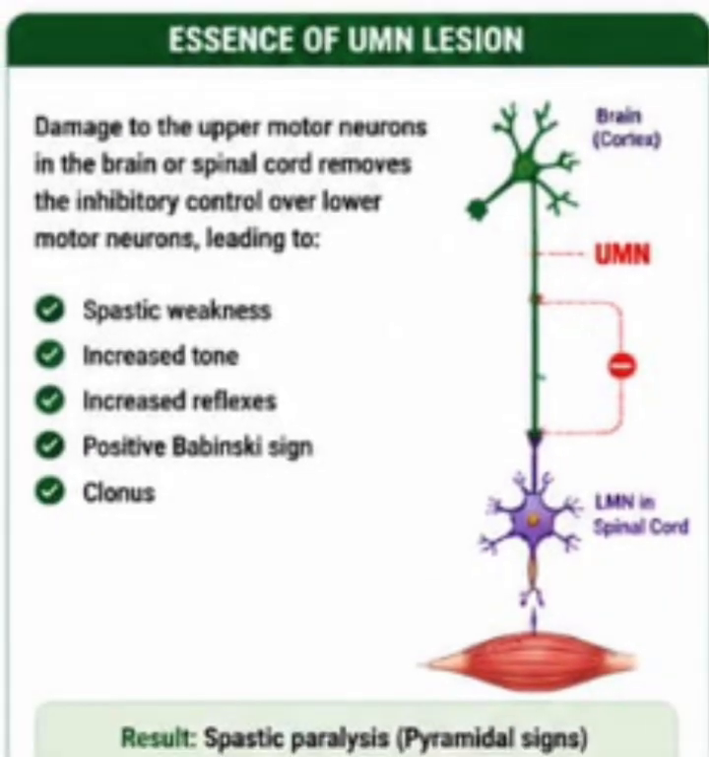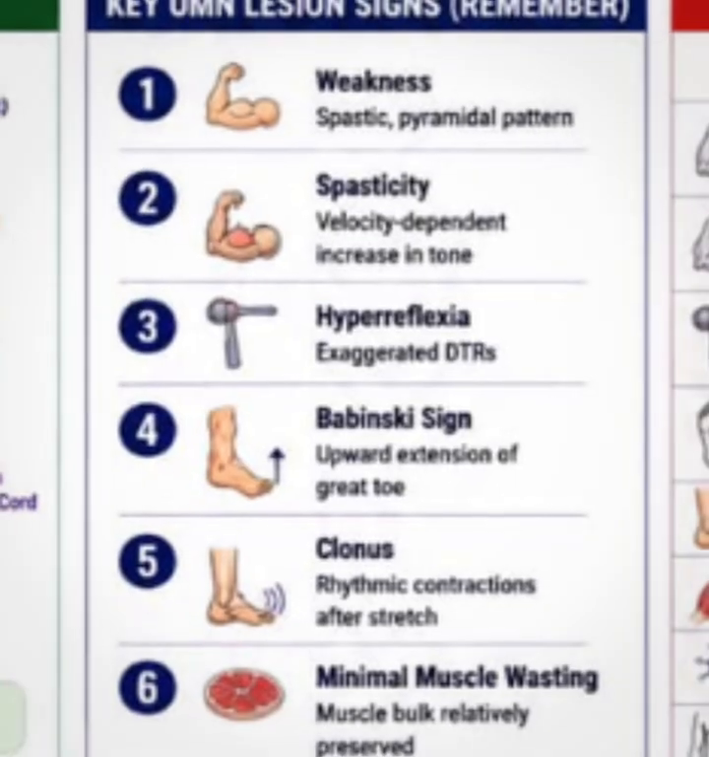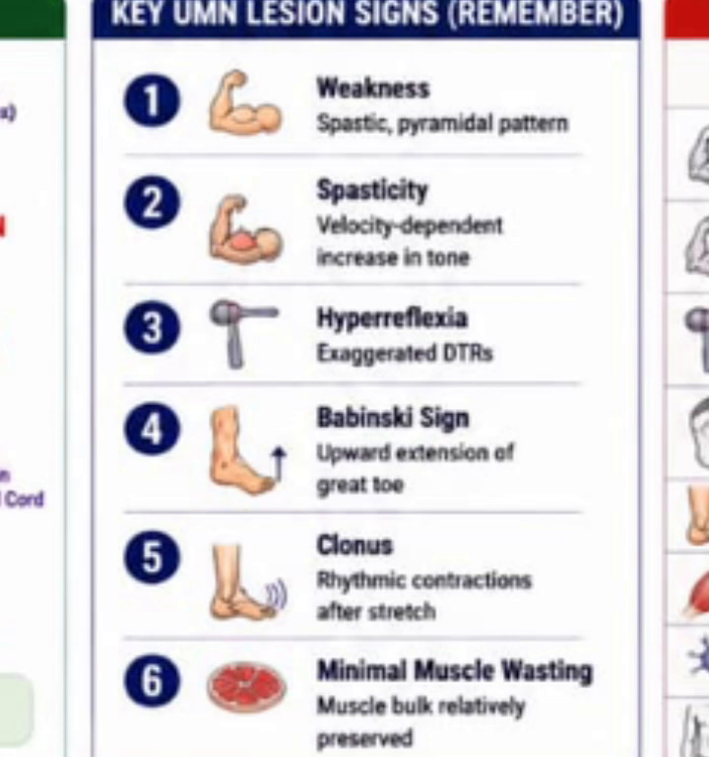To sum everything up, damage to the upper motor neuron in the brain or spinal cord removes the inhibitory control on the lower motor neuron. Are you getting now? Remember, the upper motor neuron controls and modulates the lower motor neuron. But when the upper motor neuron is out, the lower motor neuron cannot be controlled, therefore its effects are exaggerated, causing spastic weakness, increased muscle tone (hypertonia), increased reflexes (hyperreflexia), positive Babinski sign, and clonus. So the result is what we call spastic paralysis. And what are the key upper motor neuron lesion signs? Remember, there will be weakness, there will be spasticity that is velocity dependent, and there will be hyperreflexia, like I said.